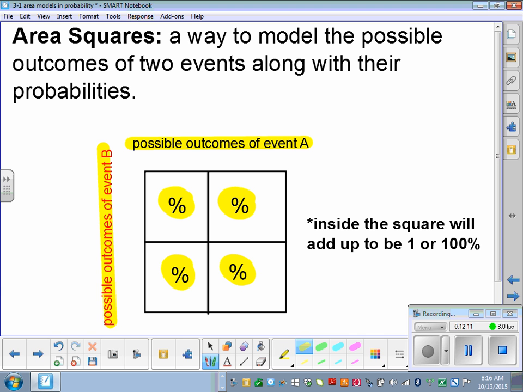Okay, questions on that? Now, I know that you're still really rusty. You're like, I don't really get what we're doing here, but I can't show you without just showing you how to draw these. So we'll just do our first example, and then you'll be good with area squares.